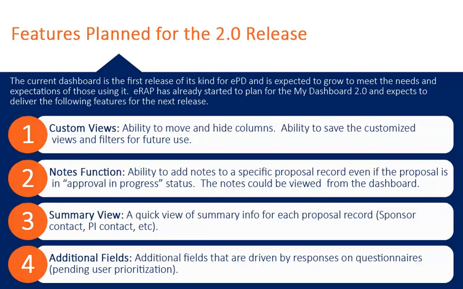Number 2. Notes function, the ability to add notes to a specific proposal record even if the proposal is in approval in progress status. The notes could be viewed from the dashboard. 3. Summary view, a quick view of summary info for each proposal record, sponsor contact, PI contact, etc. 4. Additional fields, the availability of additional fields that are driven by responses on questionnaires, pending user prioritization.